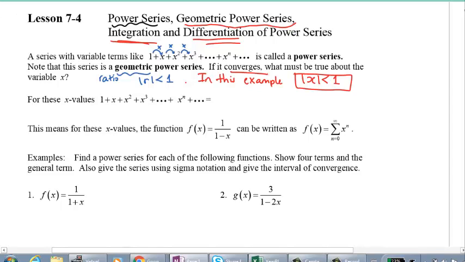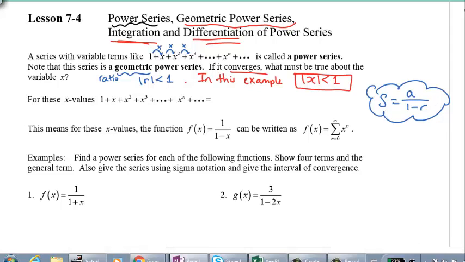Now, for these x values, if I were to add them to infinity, that means forever, do you remember how to calculate the sum of a geometric series to infinity? I'll just quickly remind you over here. The sum is always the initial term, or a, divided by 1 minus r. So in this example, a is just 1. And then 1 minus r, the r value, in this case the ratio, is equal to x. So we have this. It's just equal to 1 divided by 1 minus x.